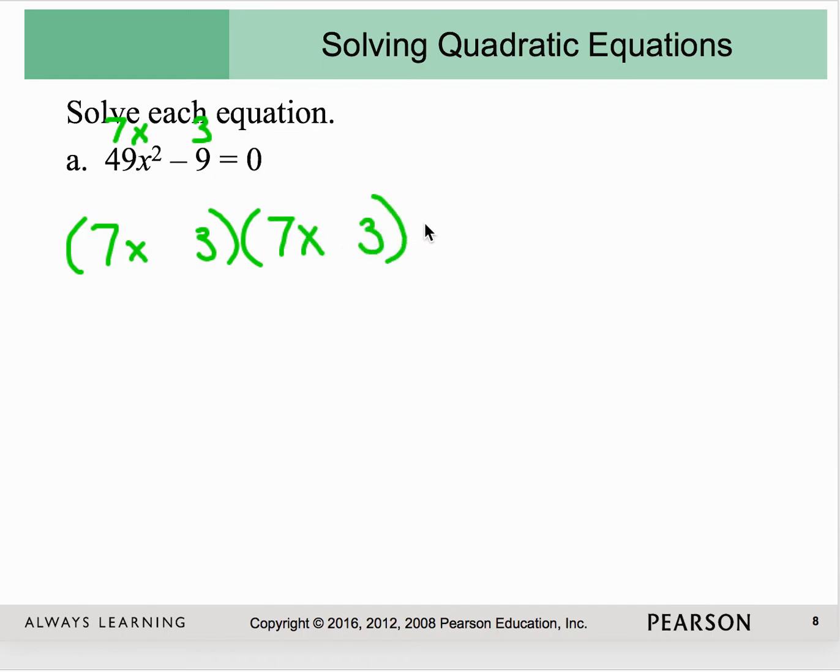Right, just got to memorize that one. One gets a plus, one gets a minus. Now we have two things multiplied together that equal 0. One of them is 0. Either 7x minus 3 is 0, or 7x plus 3 is 0.